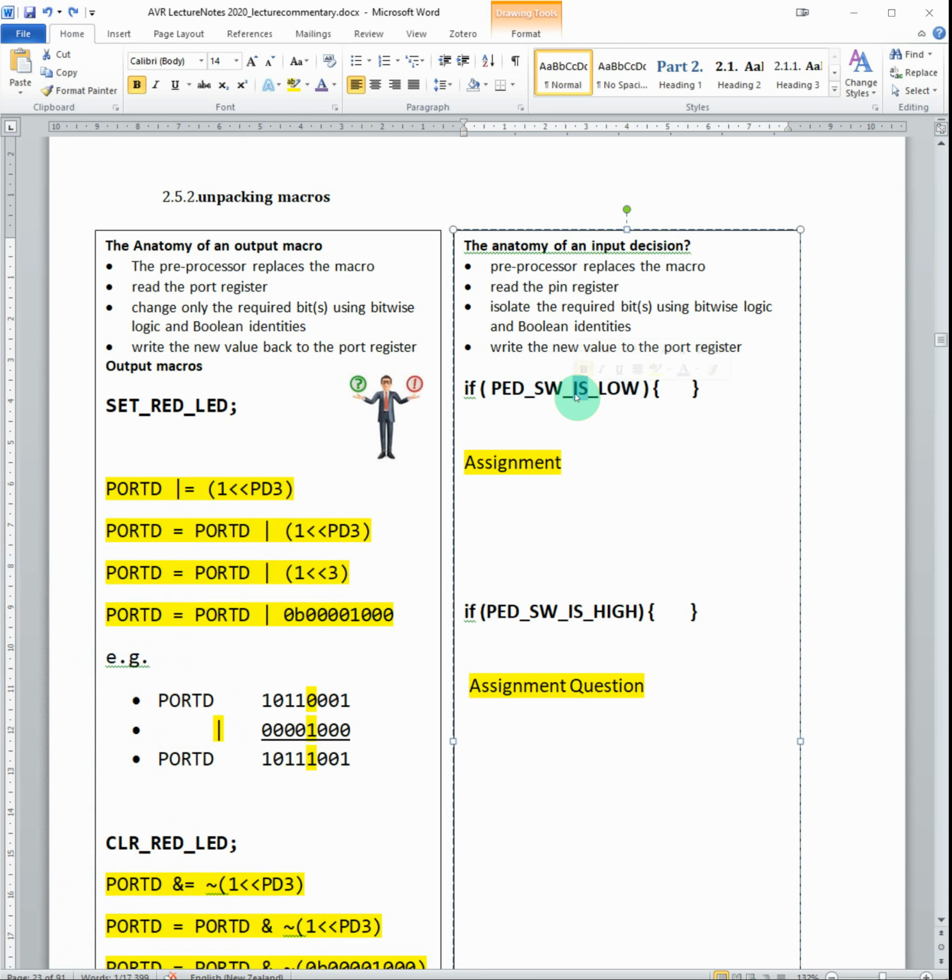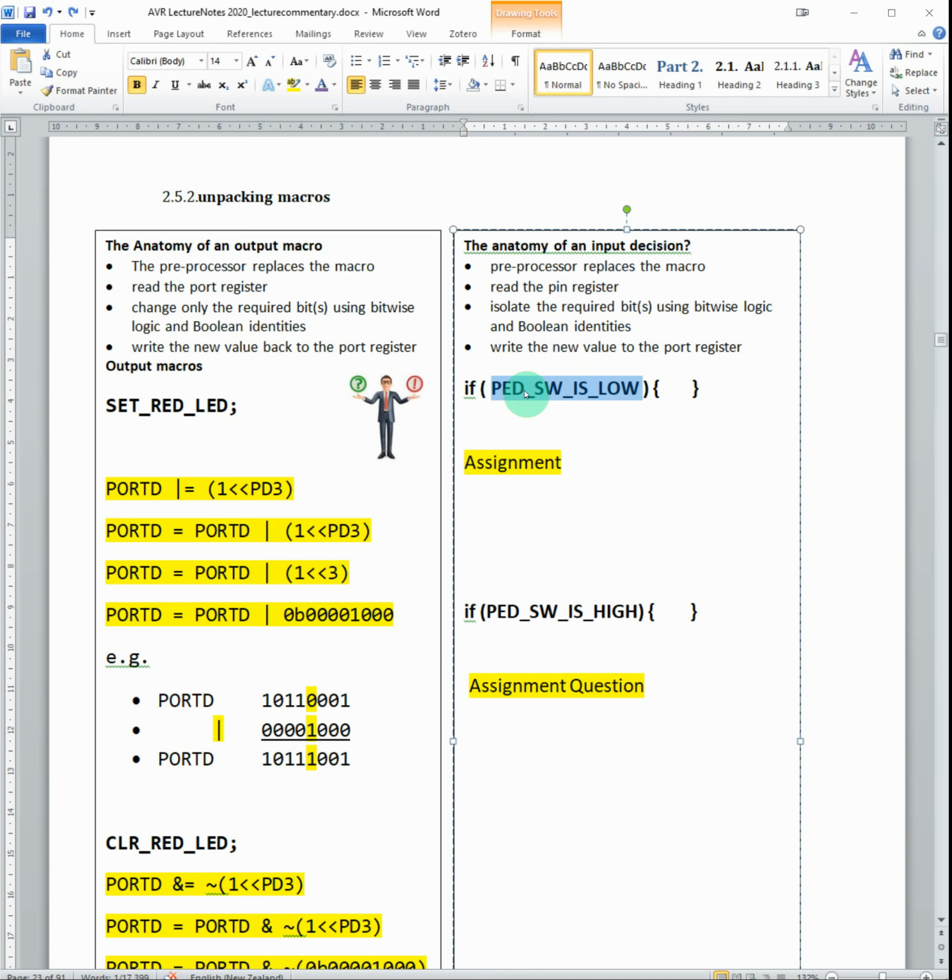So if the switch is low, because we're active low, what that means is that if whatever is inside this bracket is true, do whatever is inside the braces. So you've got to remember that. We're not talking about high or low, we're talking about, is this true? And what does true mean in terms of C programming? It means not 0. So if this is a number in here which is not 0, then it is true.